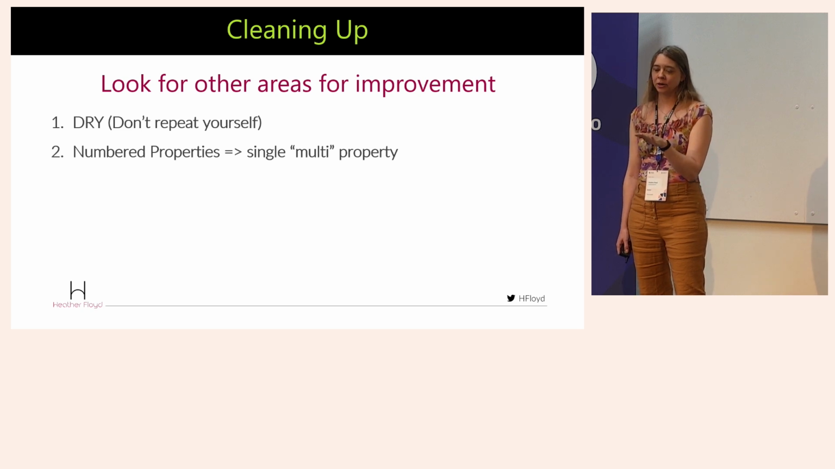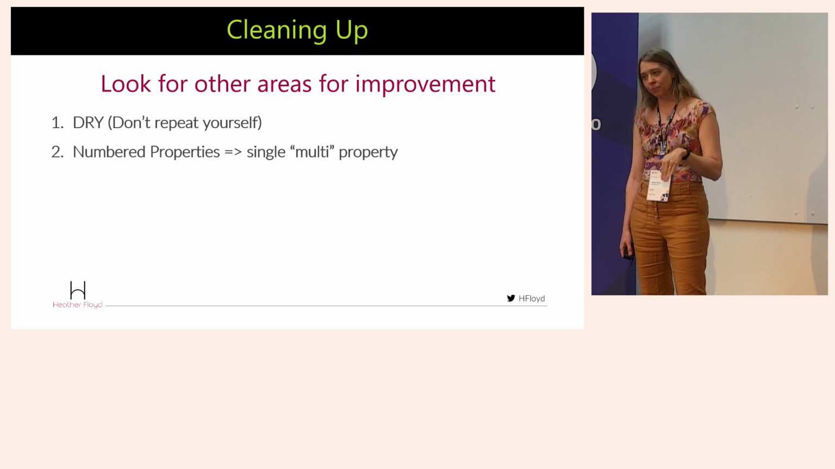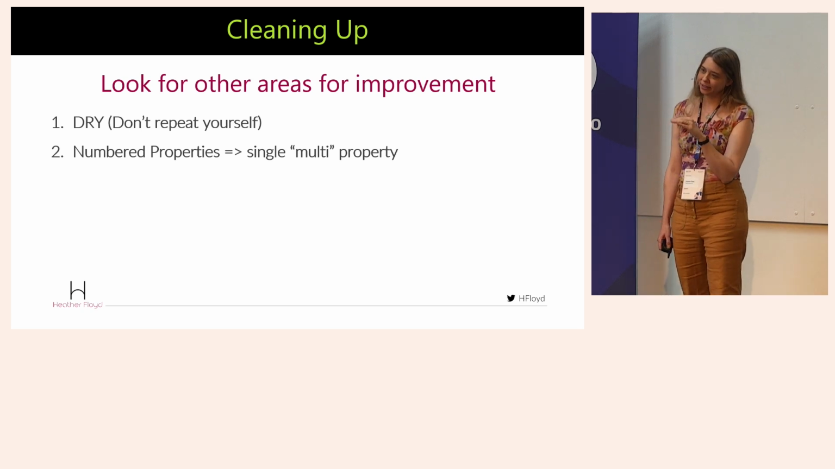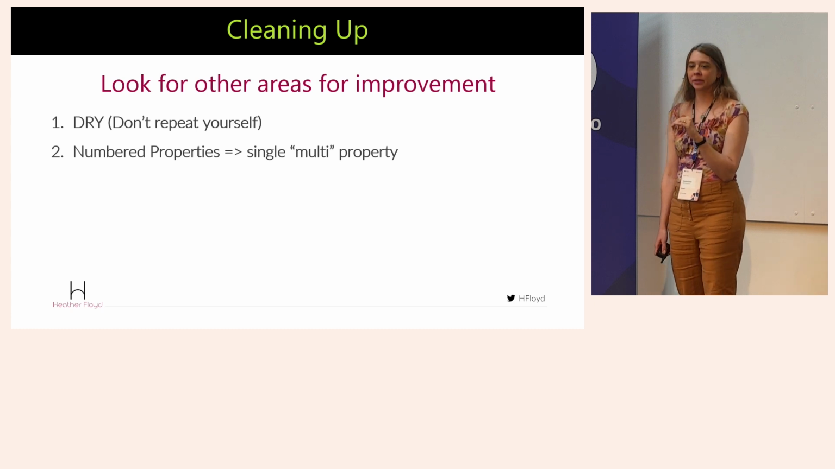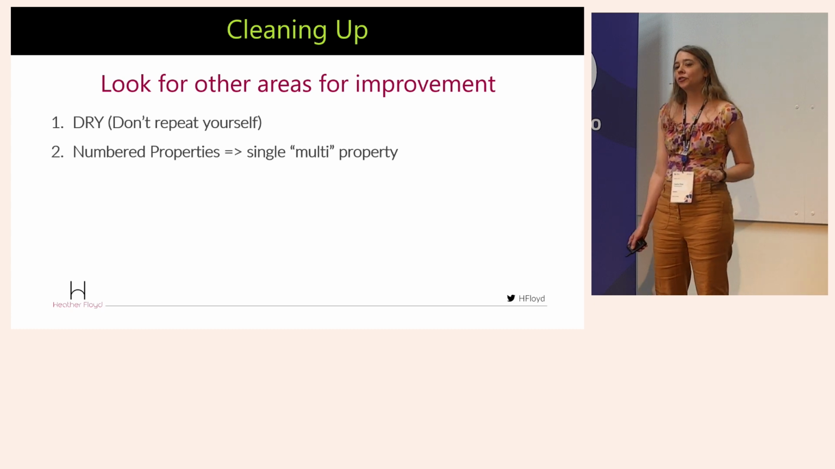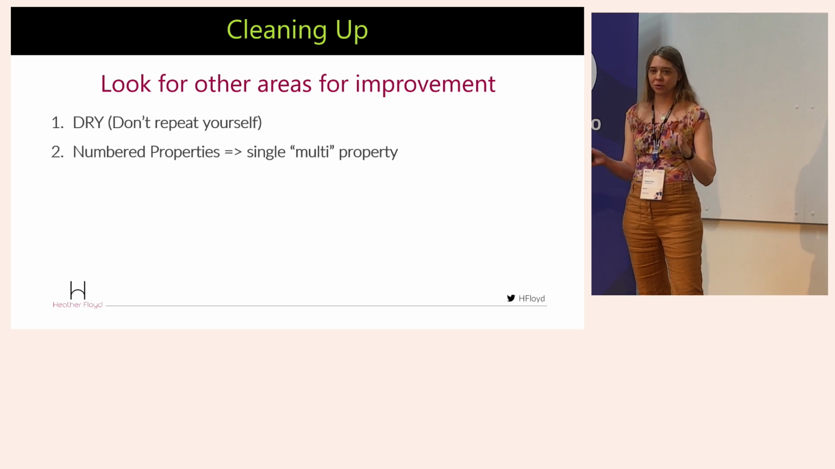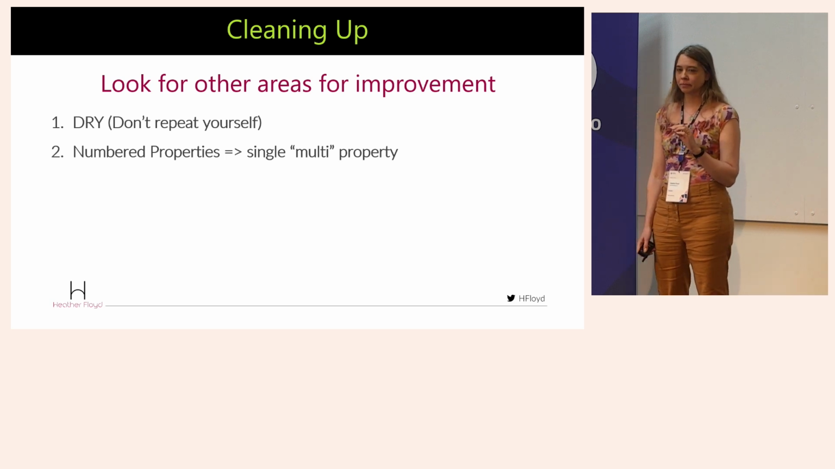It's really annoying also to program against numbered properties. If blog post 1 is not null, render out blog post 1. If blog post 2 is not null, and so on. So those can usually be replaced with a single multi-property, whether that's a multi-node tree picker, whether that's a repeatable text string, whether that's something like a block list, whatever. Be creative.